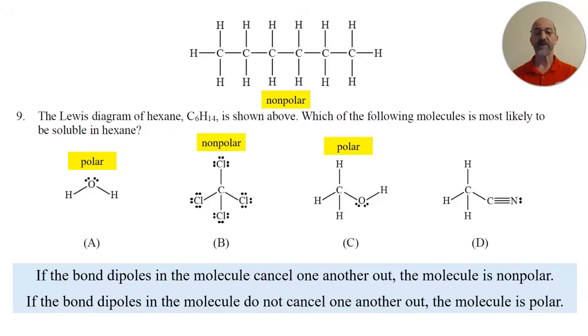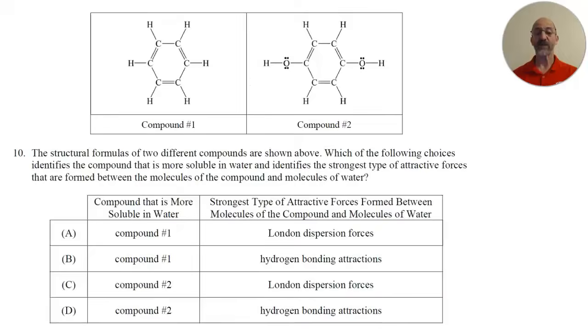So the molecule in choice C is polar. The molecule in choice D is also polar. So the correct answer to question 9 is B, CCl4, which is a symmetrical molecule, is classified as nonpolar. And so when two substances are both nonpolar, they are likely to form a solution and mix well with each other. All right, let's take a look at question 10, which is also about the polarity and solubility.